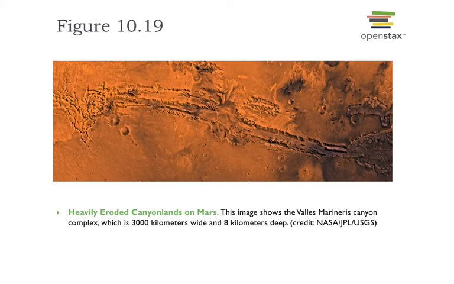Here we see a canyon, Valley of the Mariners, named for when the Mariner space probe flew by here. This is about 3,000 kilometers wide and 8 kilometers deep. So this would dwarf the Grand Canyon.